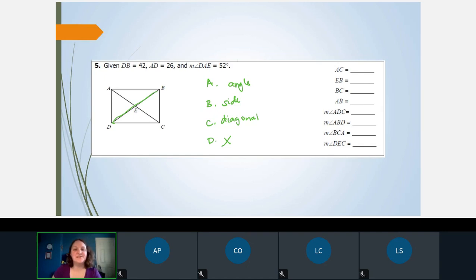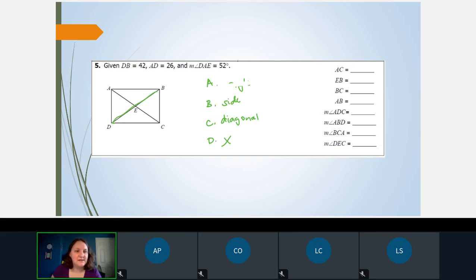Okay. It's certainly not an angle, right? Because it's named with 2 capital letters. So if you're just looking at the name, you know that that's some kind of segment. So that's either a side or a diagonal. And it connects opposite corners of our rectangle. So that makes it a diagonal. So if you said diagonal, good job.